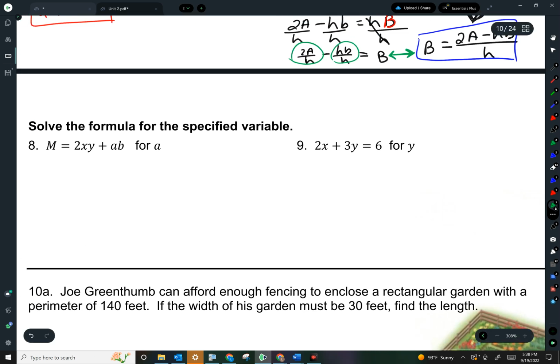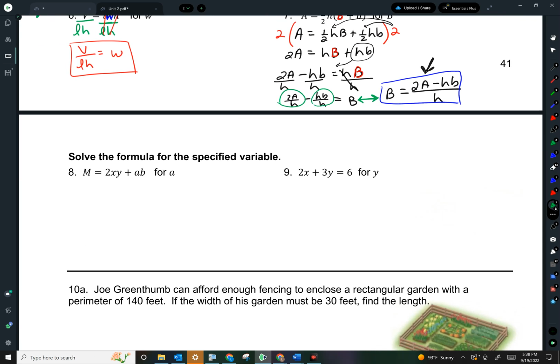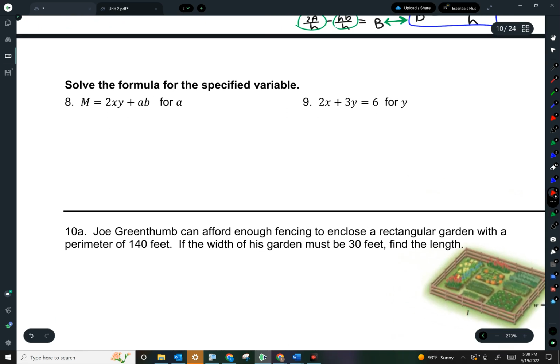So let's step up our game a little bit here. Look at number 8. We want to solve for little a. So identify where that is. Here it is. Okay, I want to solve for little a. So again, if you think about any equation that we're trying to solve, don't we usually get rid of what's being added or subtracted first? Well, this 2xy is being added, so I'm going to subtract that 2xy, so m minus 2xy equals ab. I guess I should make this look like capital M. I don't want you to think I'm using them interchangeably.